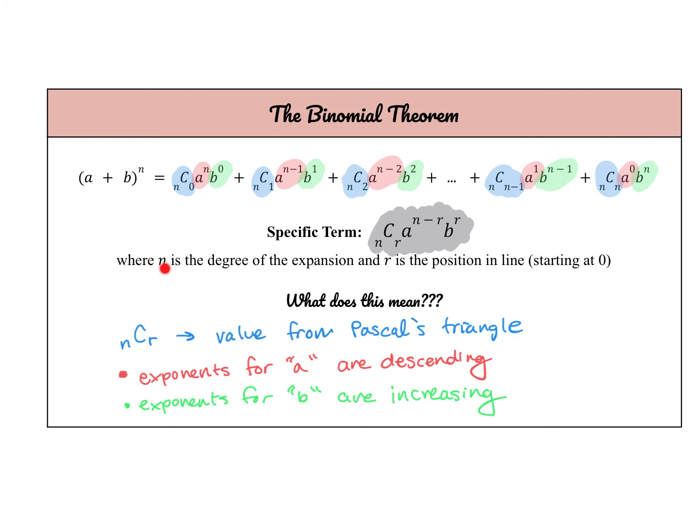So just remember that when you're doing this, n is the degree of the expansion. So whatever this number is here, whatever you're raising your binomial to the power of, and r is the relative position in line, remembering that we start with 0. So we would call this the 0th spot in line, the first spot in line, the second spot in line, and so on and so forth. So again, you can use this if you just want a specific term of a binomial rather than the full expansion.